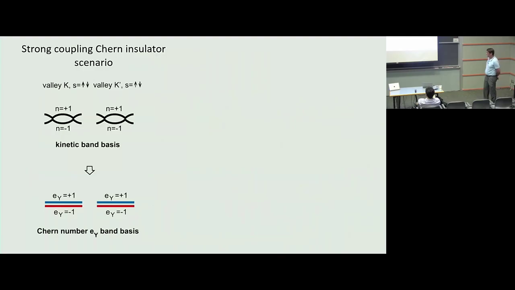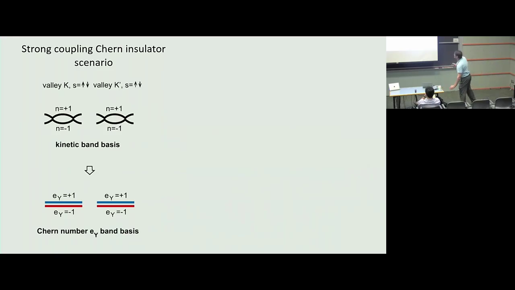All right, so there are two scenarios which exist in the literature which try to explain the presence of these correlated Chern insulators. One of them is based on the topology of the twisted bilayer graphene narrow bands in zero magnetic field.